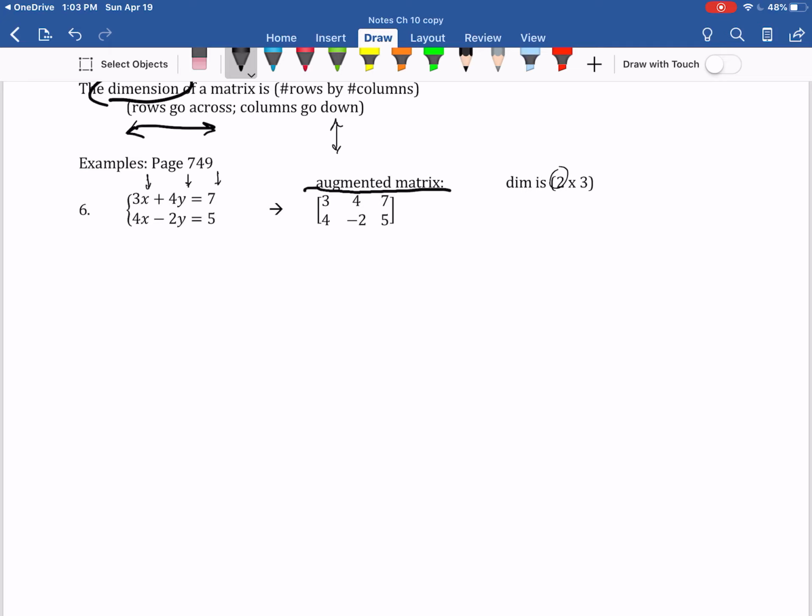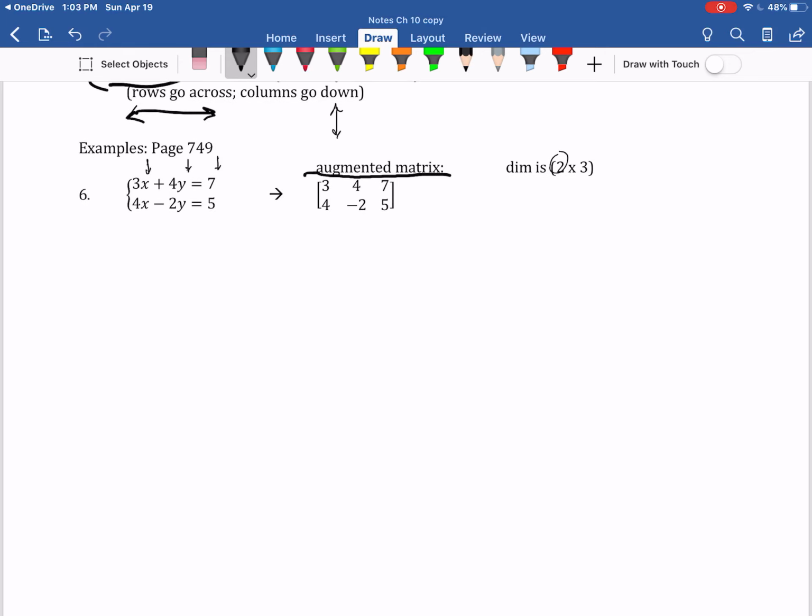All right, here's your augmented matrix, which is a matrix that contains all of the constants without all of the plus, minus, x, y, equals getting in our way. Just the numbers. Matrices have these square brackets on either side. That's the notation in math to represent a matrix.